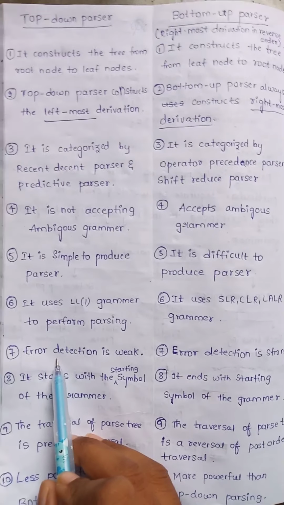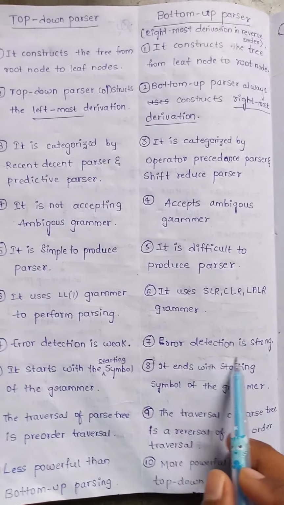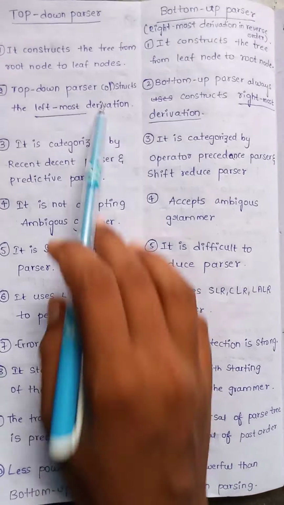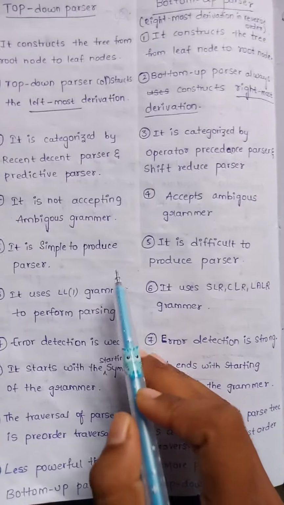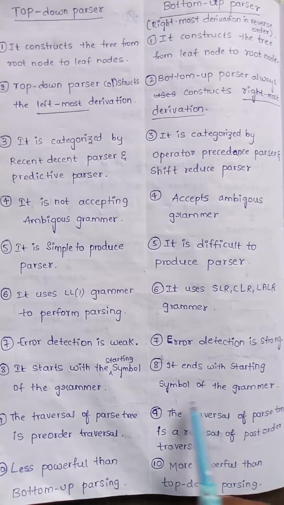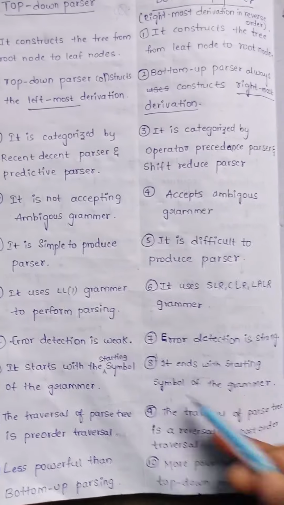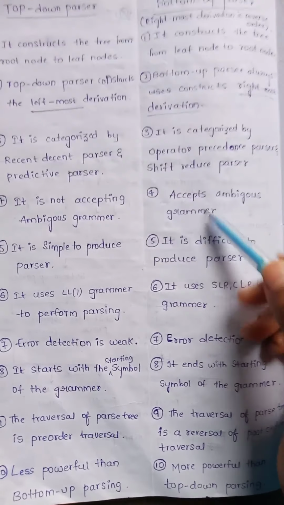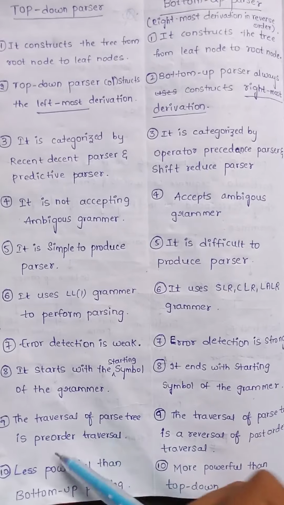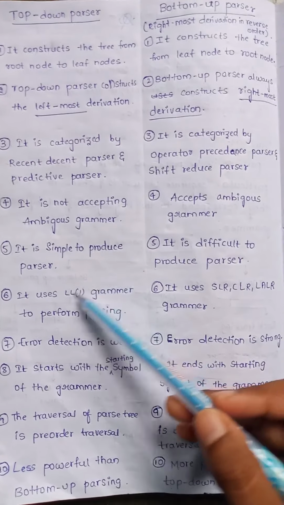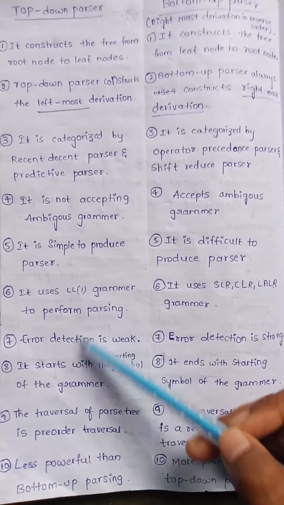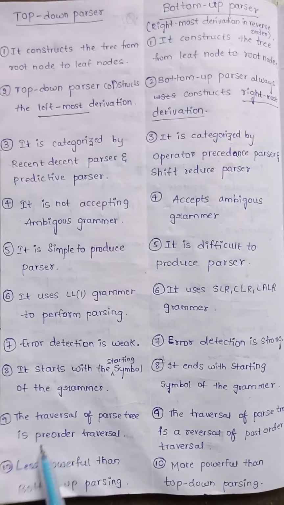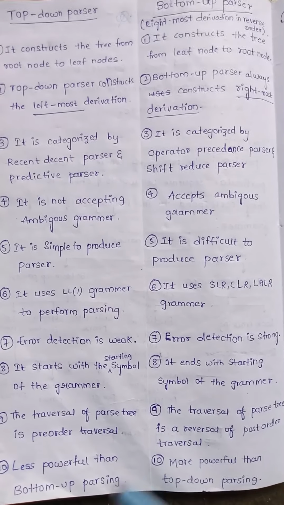In top-down parser error detection is weak, whereas here error detection is strong. In top-down parser it starts with the starting symbol of the grammar, which is what I have told you before. We start with the starting symbol, whereas bottom-up ends with the starting symbol of the grammar, like we go from leaf to root. So here the starting symbol is the end in bottom-up parser. The traversal of the parse tree is pre-order traversal in top-down, whereas this is the reverse of post-order traversal. Hope you know what pre-order and post-order are, and also we have in-order in data structures.